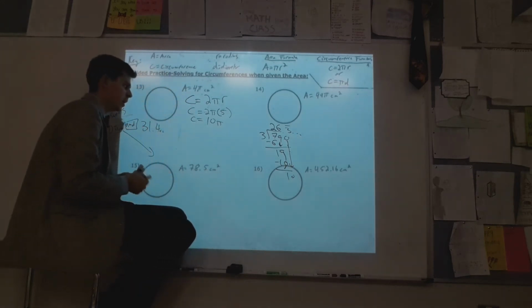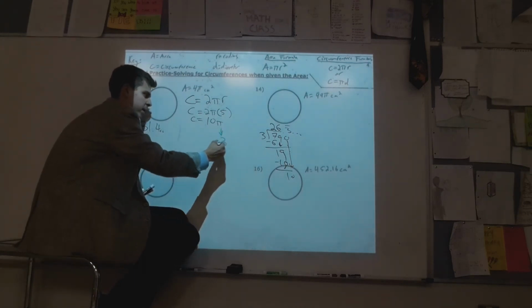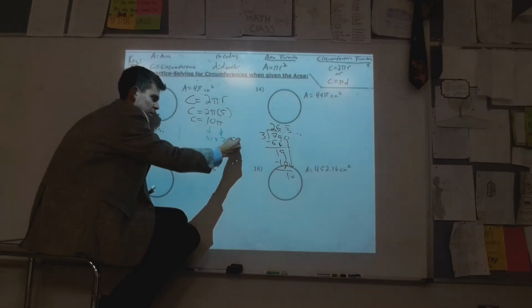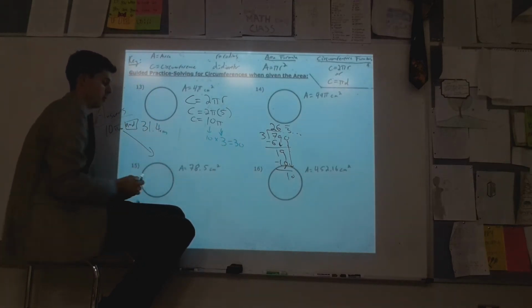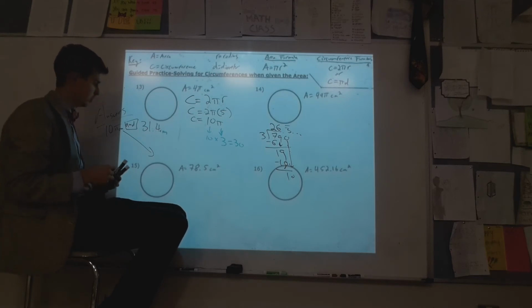Now to make sure that this answer is reasonable, we can round the pi to 3, and this just drops here. 10 times 3 is 30. The 30 is very close to the 31.4. So I know my answer is reasonable.